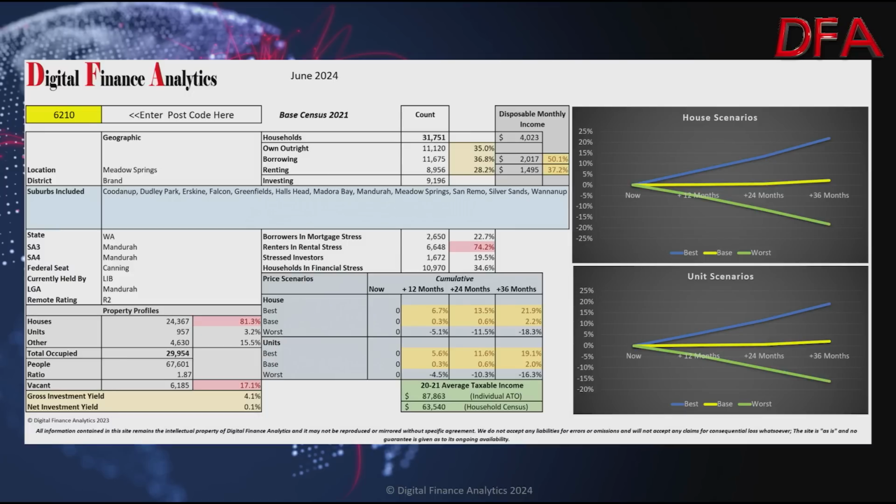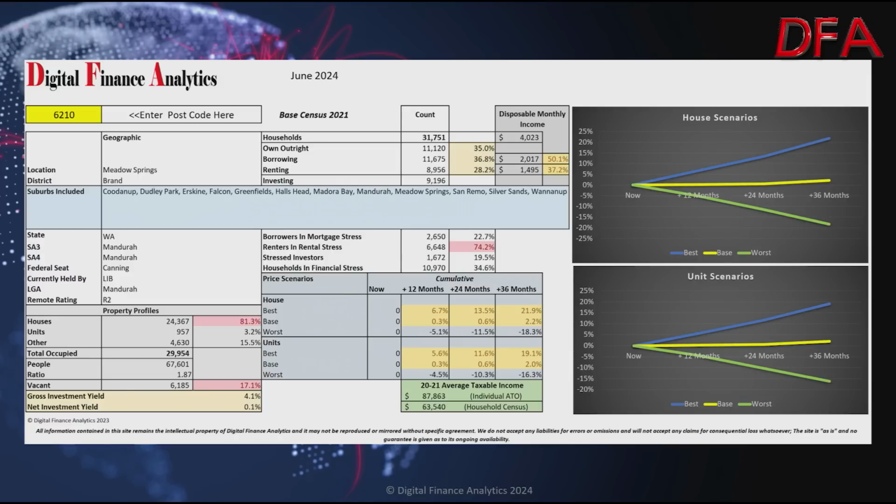Gross investment yield is 4.1%. Net investment yield is just positive at 0.1%. Looking at the taxable income, 87,000 from the ATO and 63,000 from the household census. The disposable monthly is around $4,000, and the borrowing story shows about half of people's income, just over $2,000 going on the typical mortgage and 37.2% going on the typical rental at 1,495.